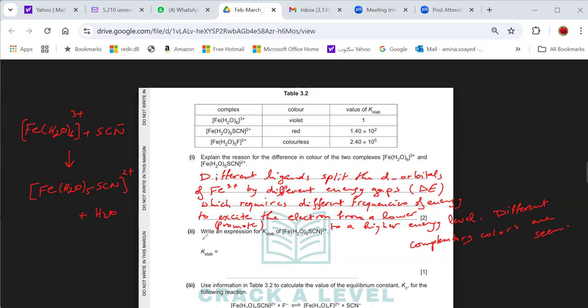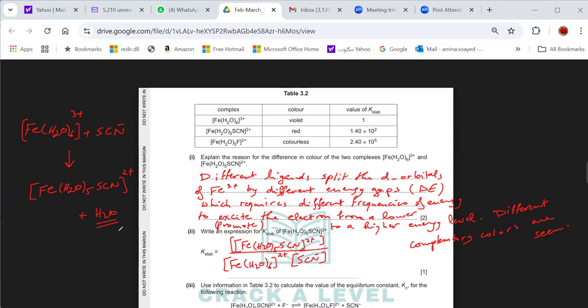So to write the expression, the K stability is equal to the concentration of the product, which is the [Fe(H2O)5SCN]2+, divided by, of course, this is the concentration of this complex, divided by the concentration of the [Fe(H2O)6]3+ times the concentration of the SCN negative.